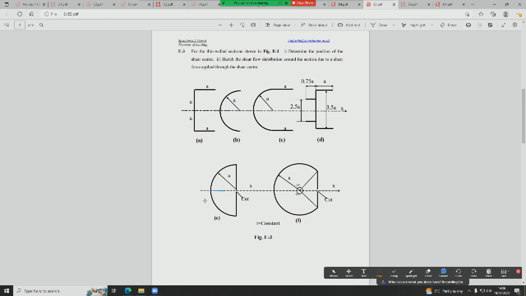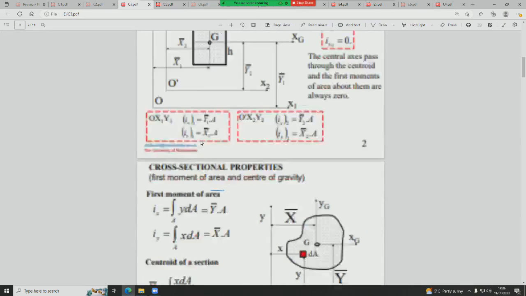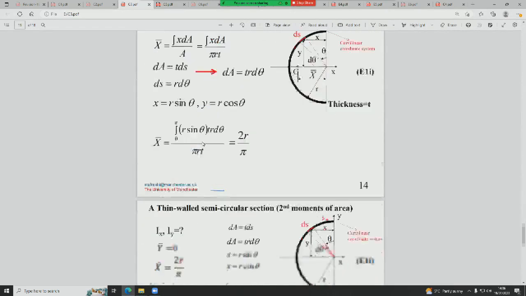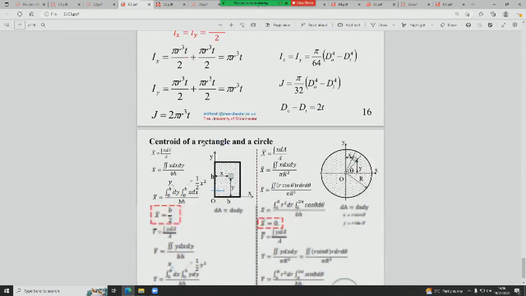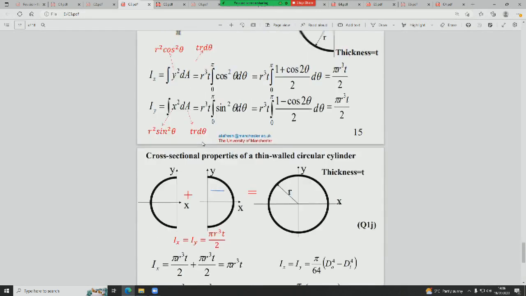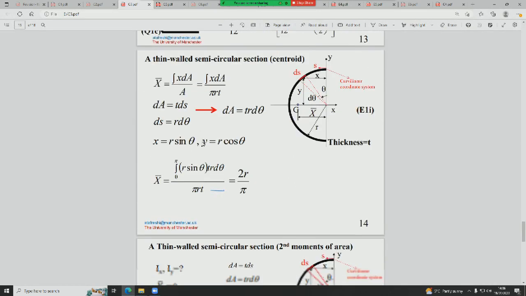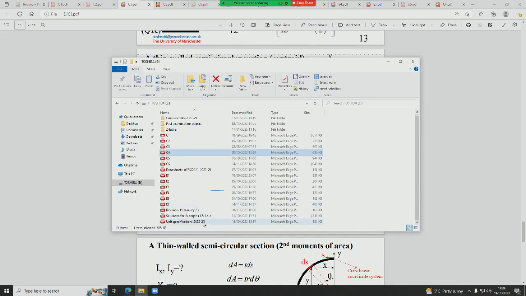Okay, you're talking about this equation here. I'll give it to you in examples. Okay, just give me a second. I think I know where it is.